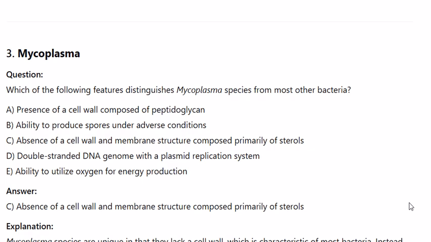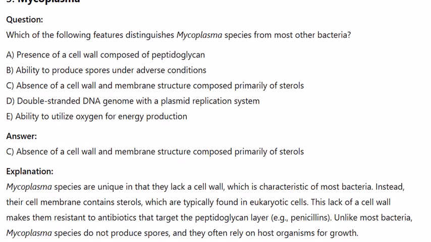Explanation: Mycoplasma species are unique in that they lack a cell wall, which is characteristic of most bacteria. Instead, their cell membrane contains sterols, which are typically found in eukaryotic cells. This lack of a cell wall makes them resistant to antibiotics that target the peptidoglycan layer, e.g., penicillins. Unlike most bacteria, Mycoplasma species do not produce spores, and they often rely on host organisms for growth.